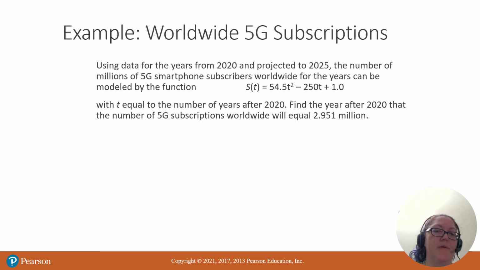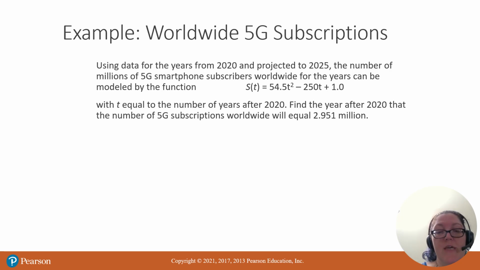So let's look at word problems with our solving using quadratic functions, and let's see how we can maybe work our way through it. So we're going to use data from the years 2020 projected to 2025, and the number of millions of 5G smartphone users, subscribers worldwide for the years can be modeled by the following function. S of t equals 54.5 t squared minus 250 t plus 1.0. Now, t is equal to the number of years after 2020. We're going to find the year after 2020 that the number of 5G subscribers worldwide will equal 2.951 million.